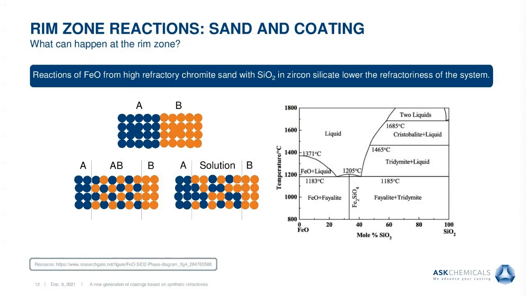And we have to consider a reaction between the sand and the coating. Even if you have two highly refractory materials like chromite sand and silicon silicate, a solid phase reaction can take place. And in this case, the iron oxide, FeO, can react with the SiO2 of the silicon silicate and form the low melting fayalite.